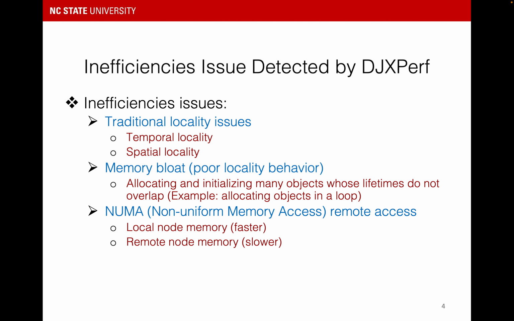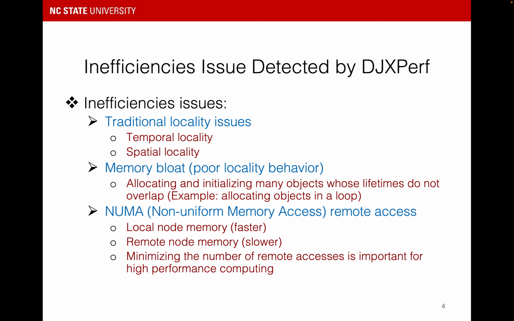In such a case, a processor accessing its local node memory will be much faster than the same processor accessing memory from a remote node. So minimizing the number of remote accesses is essential for high performance computing. Okay, so far we know the three different types of inefficiencies that DJXPerf focuses on.